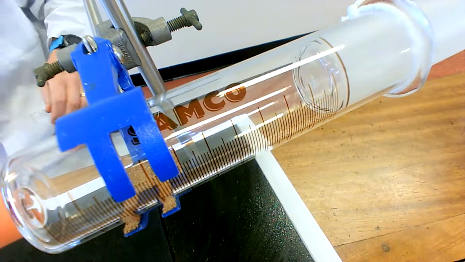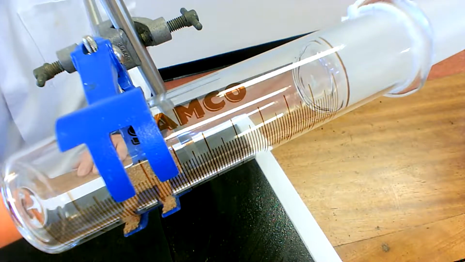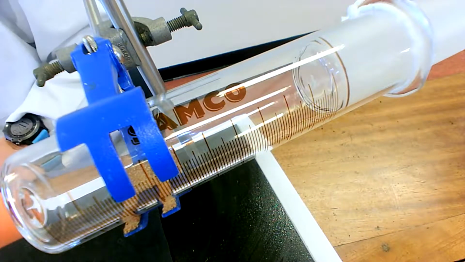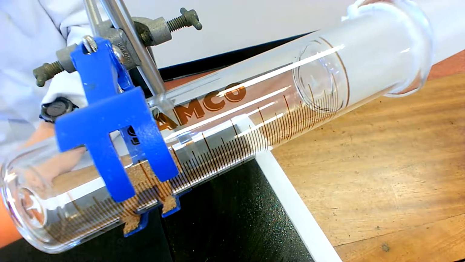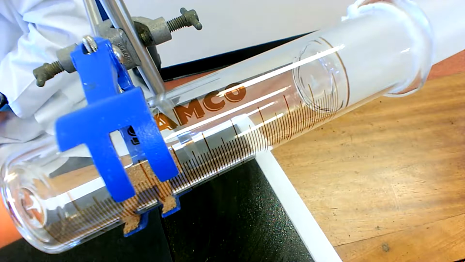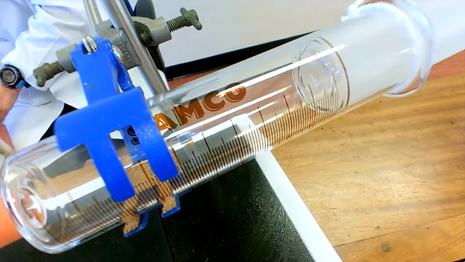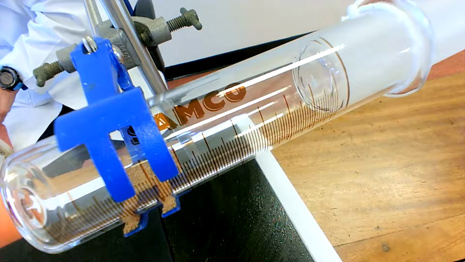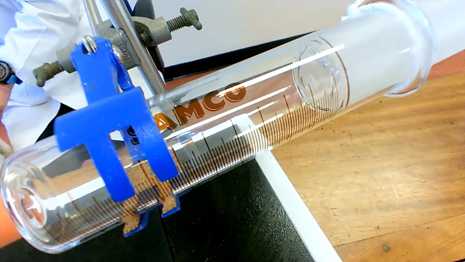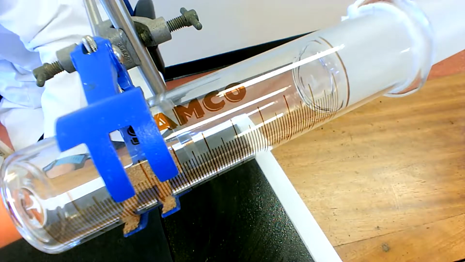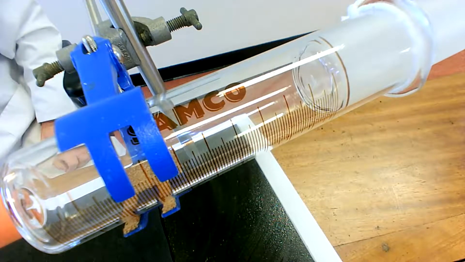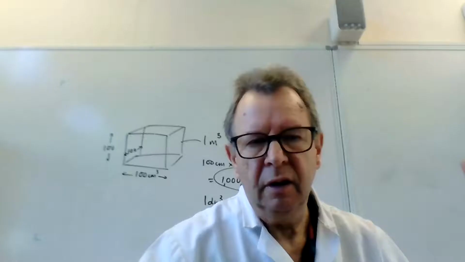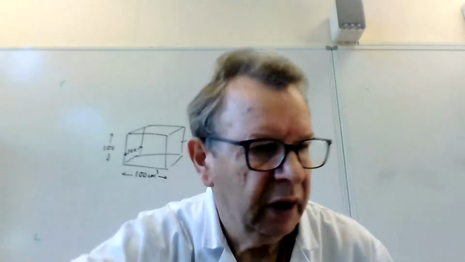So my 0.1 grams of magnesium and my sulfuric acid, 50 cubic centimeters of 1 mole per cubic decimeter, have reacted and produced that amount of hydrogen. Okay, so let's come back to me. Let's see if we can work this out.